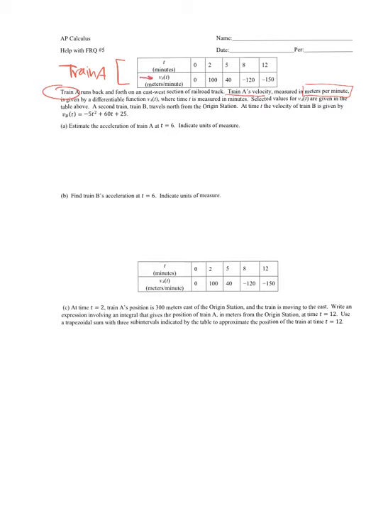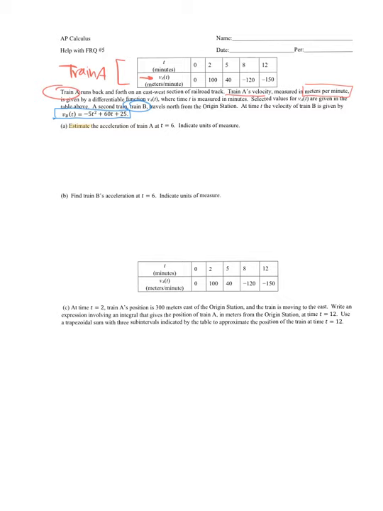And then there is a second train, train B, that travels north from the origin station. At time t, the velocity of train B is given by this equation here. So train B has an actual function, whereas train A is given in a table of values. Okay, so for question A, they want us to estimate the acceleration of train A at t equals 6.